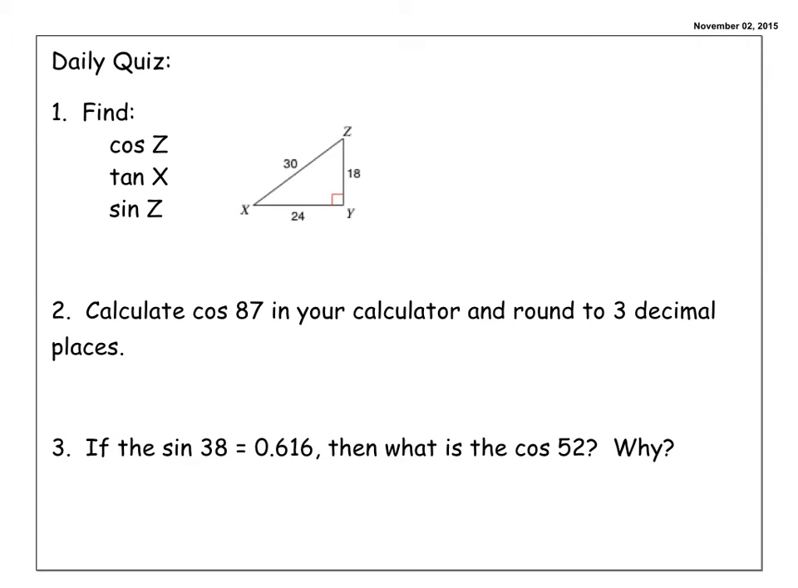So on your first slide here, you have your daily quiz. There are 3 questions from the worksheet that you did yesterday. On the first question, you're finding the cosine of angle Z, the tangent of angle X, and the sine of angle Z. Now, on your worksheet yesterday, they only asked you to find one value. I'm asking you to find 3 today, just to show me you can find sine, cosine, and tangent.